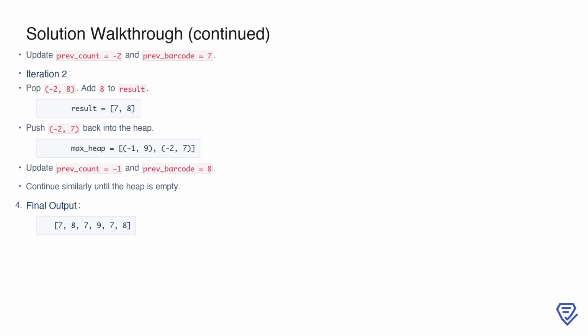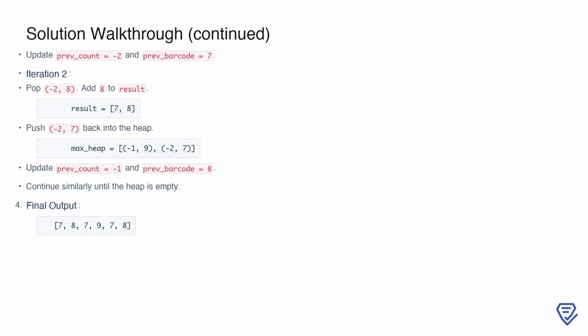Since the previous barcode, 7, still has remaining occurrences, we push (-2, 7) back into the heap. The heap now becomes (-1, 9), (-2, 7). We then update prev_count to -1 and prev_barcode to 8.